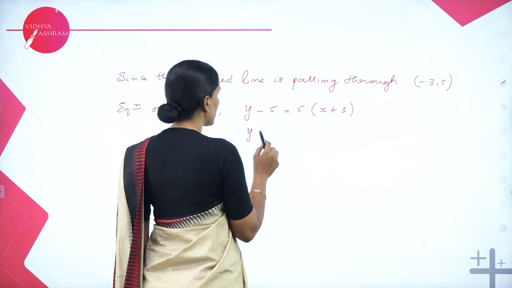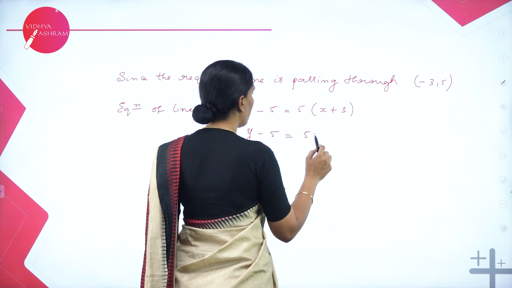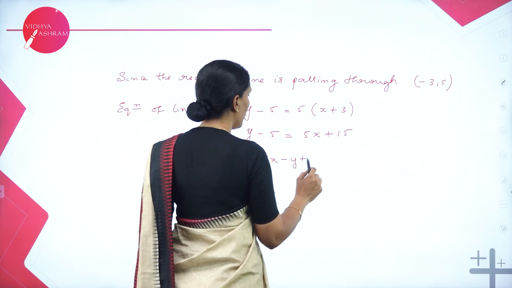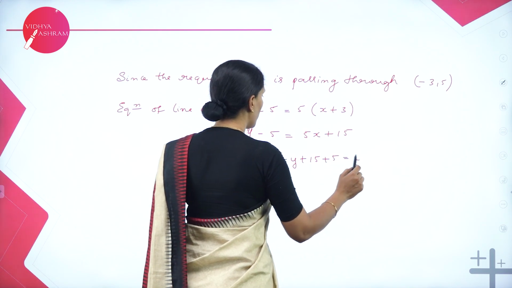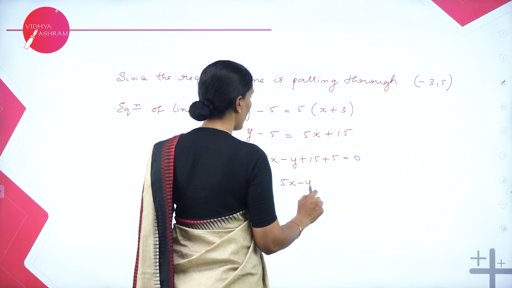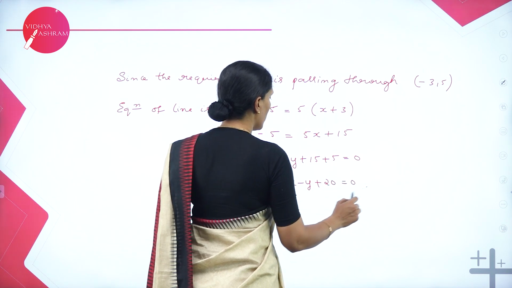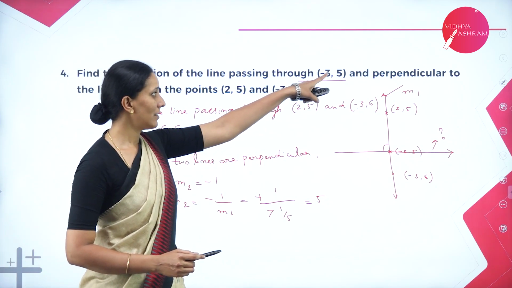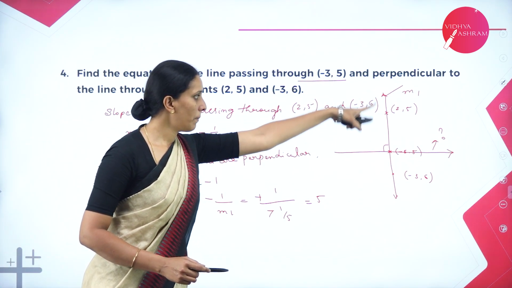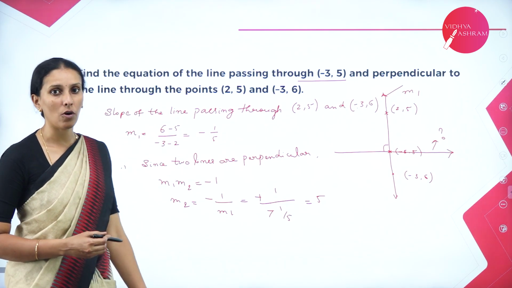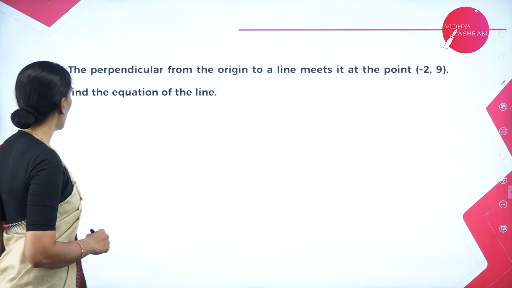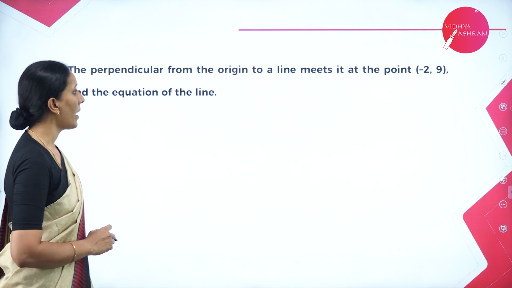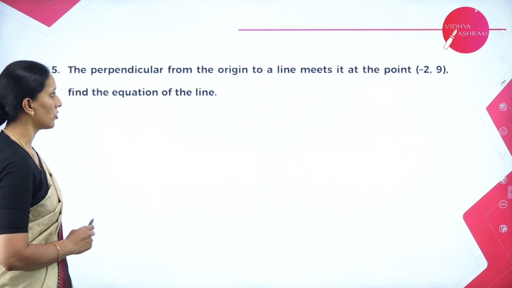So this can be written as y minus 5 is equal to 5x plus 15, or 5x minus y plus 15 plus 5 is equal to 0, or 5x minus y plus 20 is equal to 0. So this is the required equation of the line passing through the point minus 3, 5 and perpendicular to the line passing through 2, 5 and minus 3, 6. Next one: the perpendicular from the origin to a line meets it at the point minus 2, 9. Find the equation of the line.